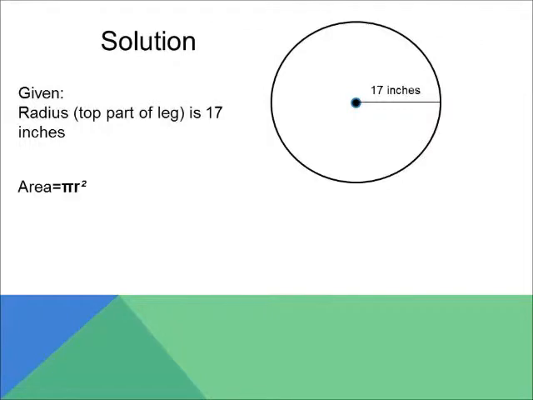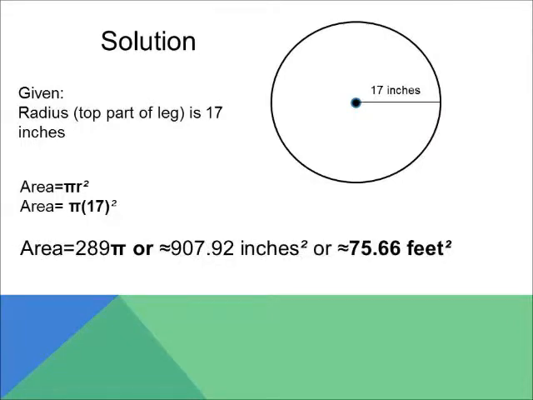Now the formula to find the area is pi times the radius squared. From then, we know that the area is equal to pi, and we're going to plug in 17 inches for the radius, squared. From then, we square the 17, and we find that the area is 289 pi, or approximately 907.92 inches squared, or approximately 75.66 feet squared.